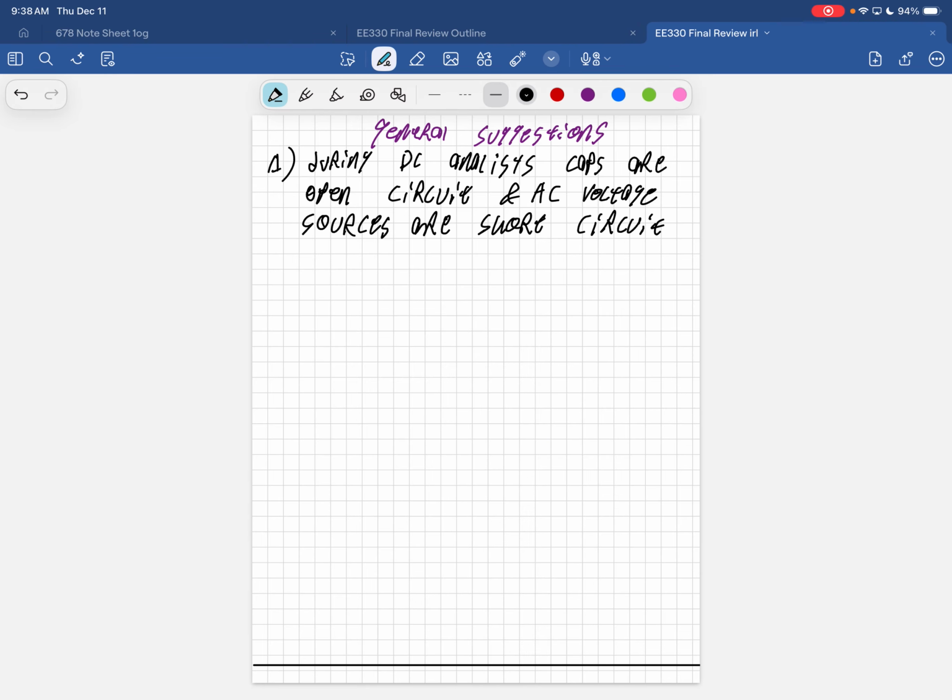Okay. Yeah. And we'll go over one problem kind of illustrating. So that the DC one can still be grounded. Like it still can go through ground. Yeah, exactly. Cool.